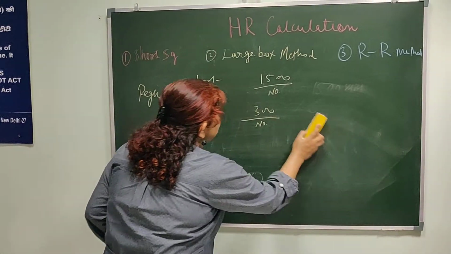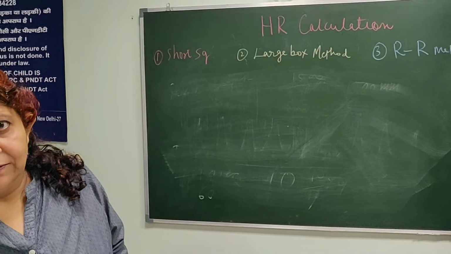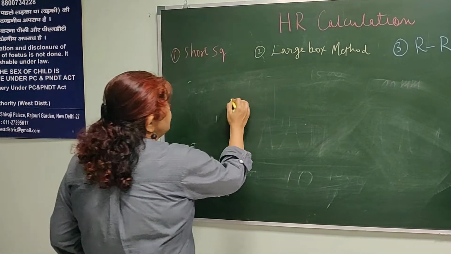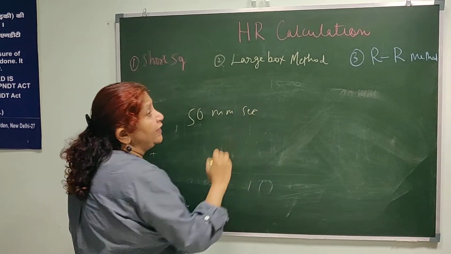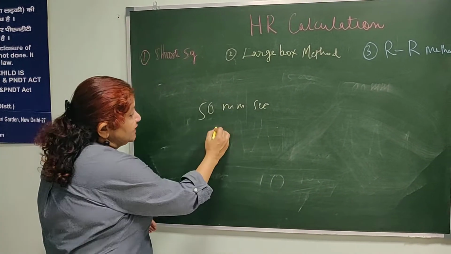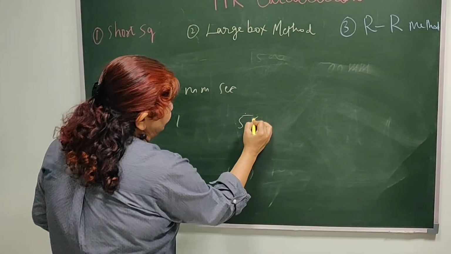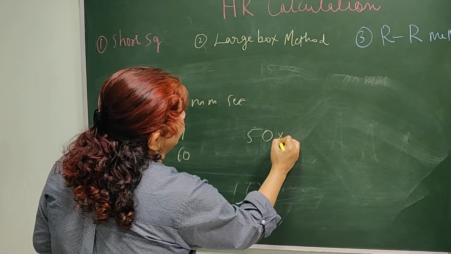Now, sometimes you see that the speed is 50 millimeter per second, okay. So if the speed is 50 millimeter per second, you will have to calculate according to 50 millimeter per second. So if in 1 second it is moving 50 millimeter, in 60 seconds it will move 50 into 60.